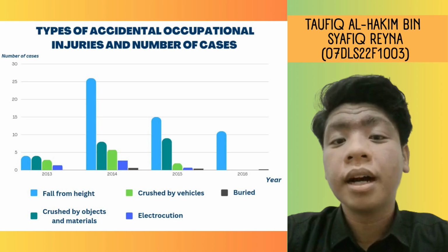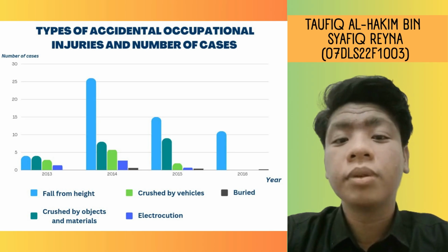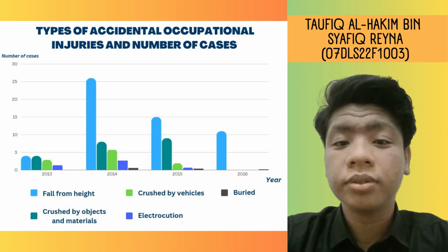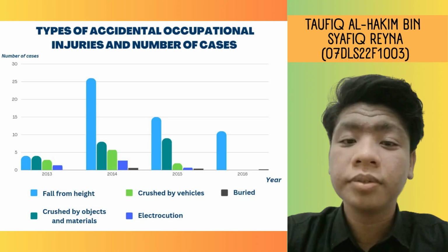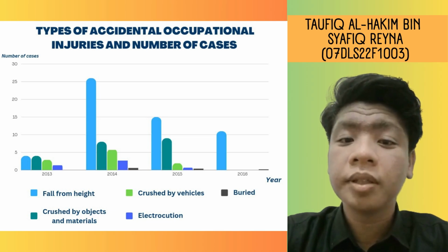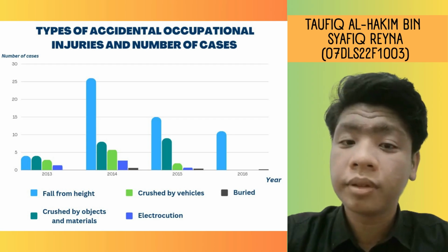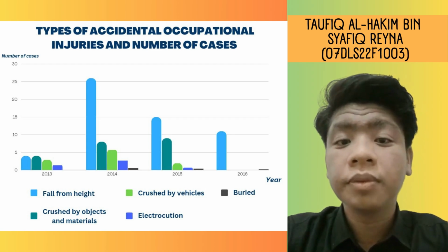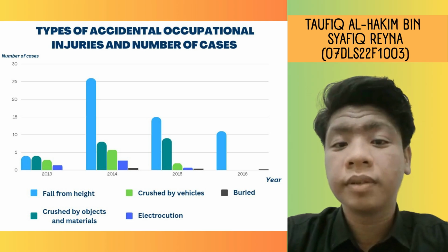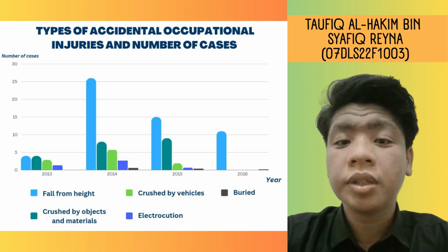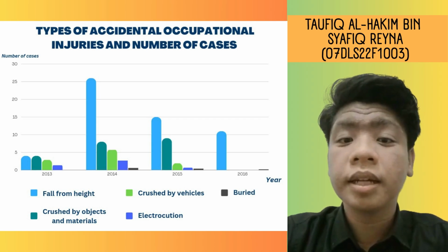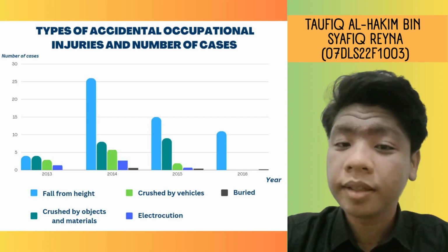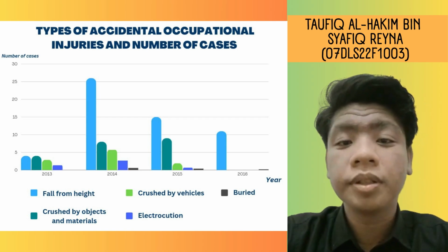This shows that height-related safety measures were critical issues in those years. Other types of accidents, such as being crushed by vehicles and crushed by objects and materials, also show notable incidences, particularly in 2015, where the numbers reach 5 and 7 cases respectively. While electrocution and buried accidents occur less frequently, their occurrences emphasize the variety of hazards present in different occupational settings.